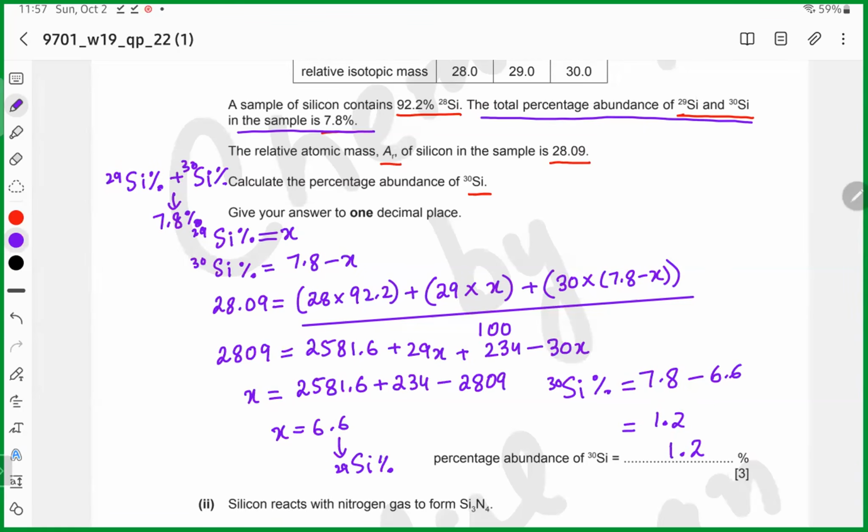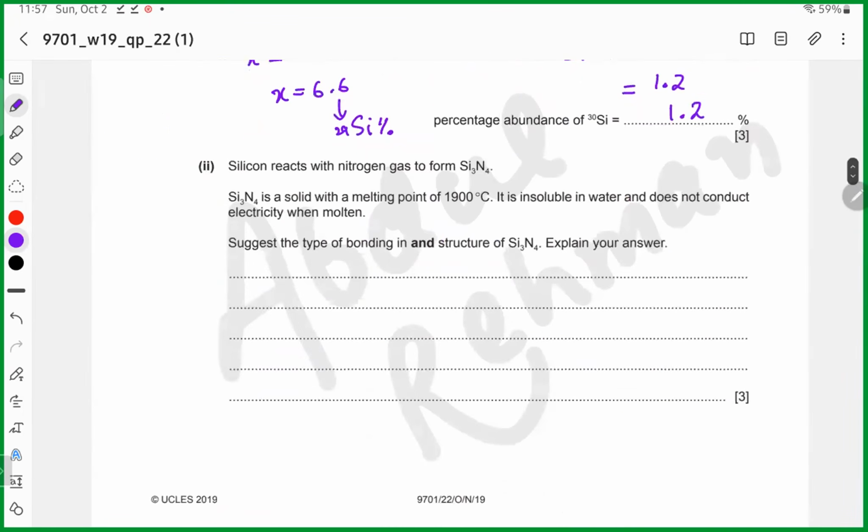Okay, now. Silicon reacts with nitrogen gas to form Si3N4. Si3N4 is a solid with a melting point of 1900 degrees Celsius. It is insoluble in water and does not conduct electricity when molten. Suggest the type of bonding and structure. Explain your answer. Can anybody tell me the answer?